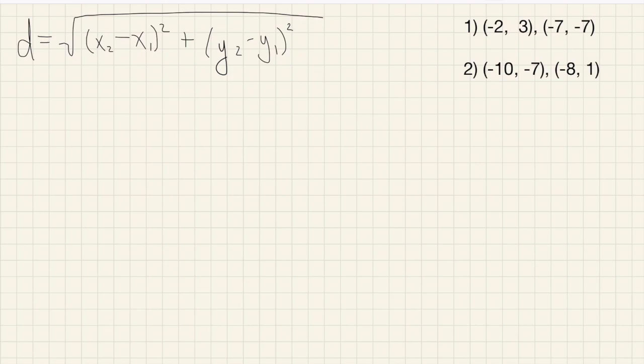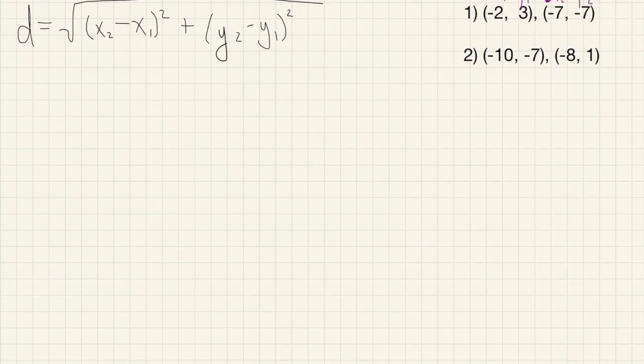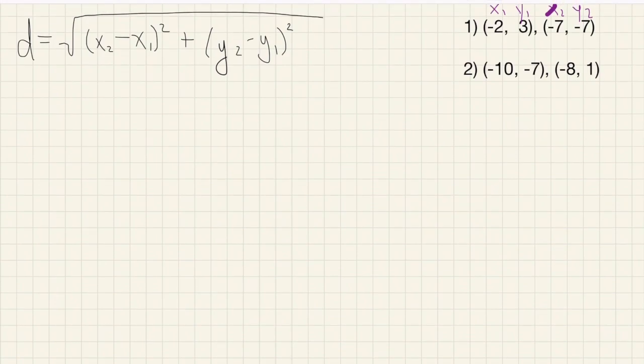What we do is when we have 2 points and we need to find the distance between them, you can say x1, y1, meaning the x value in the first point and the y value in the first point, and x2, y2, meaning the x value in the second point and the y value in the second point. So if we go ahead, we can plug those numbers into our equation.